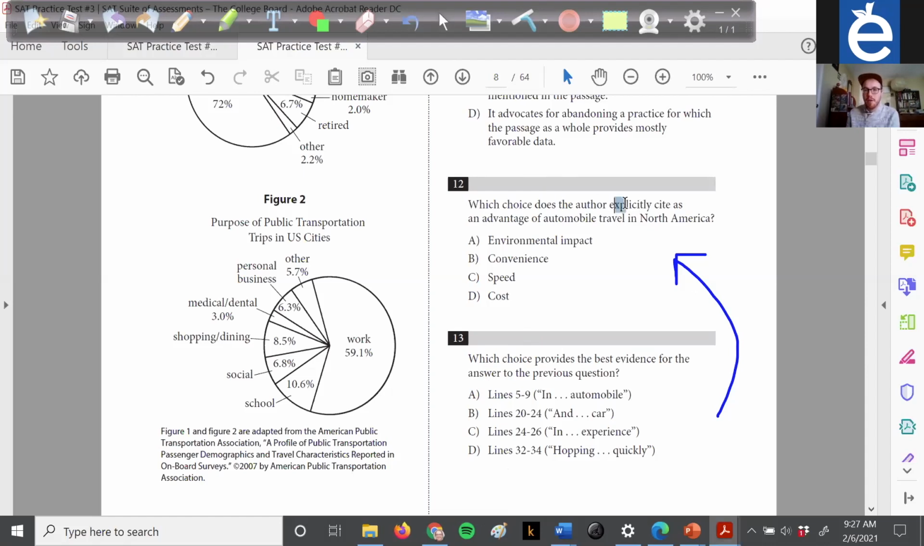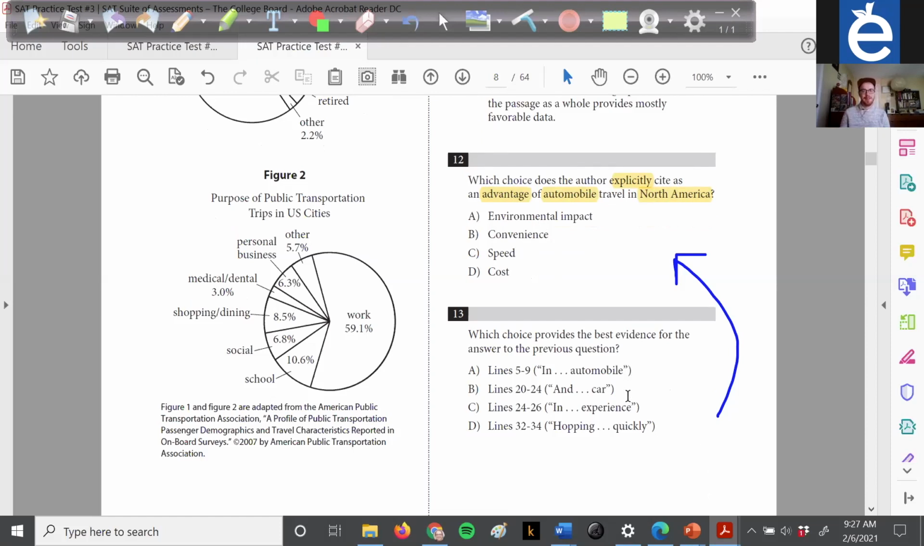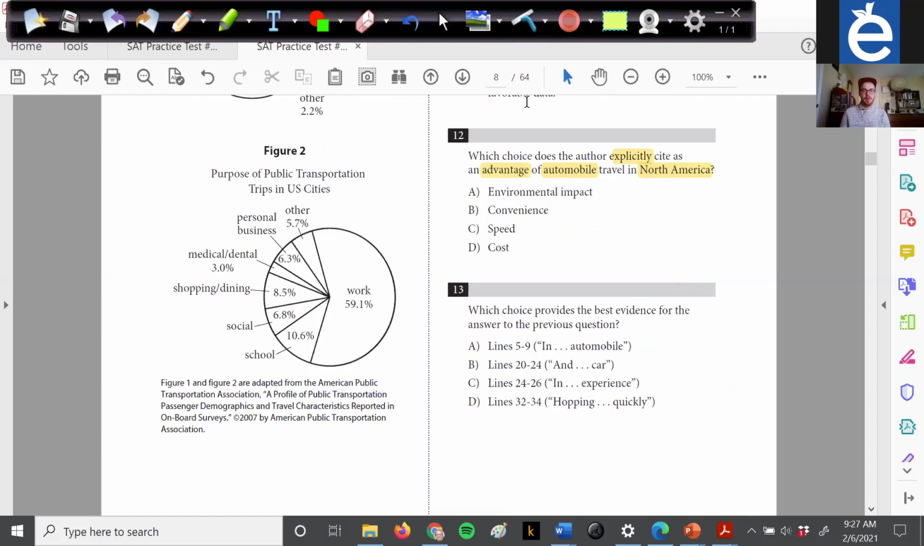So we have here the word explicit. Now that means really clear, right? There's nothing implied here. So it might not be the exact words, but it is going to be an exact synonym at the very least, and it might be in the exact words. As an advantage of automobile travel, in North America. All right, so we know we have to be talking about cars in North America, and it has to be cited as a good thing. That's key. So let's find something that actually has to do with automobile travel in North America.